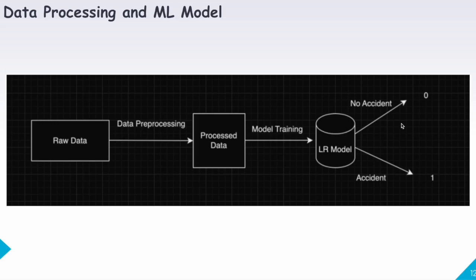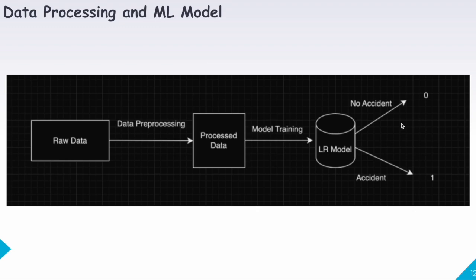So in this case, since we're trying to classify whether an accident has taken place or not, we used a logistic regression model. So a logistic regression model is simply like a binary classification model that says whether an event has taken place or not. So to give an exact definition, it is a statistical method used for binary classification, which means predicting the probability of an instance belonging to one of the two classes.